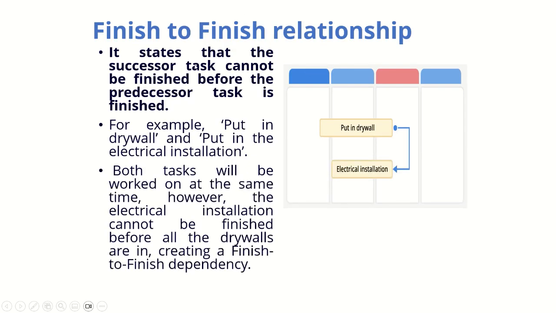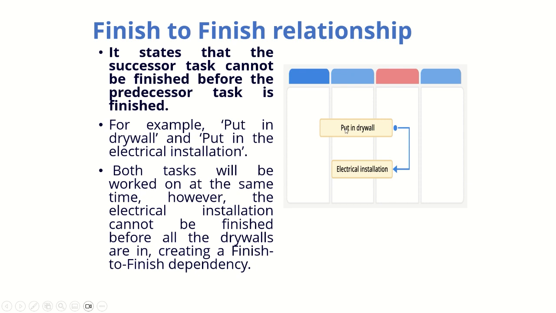Finish to finish relationship is basically like this: say you have these two tasks, this is the successor task, this is the predecessor task. The successor task cannot be finished before the predecessor task is finished. Just understand that, say you have putting in drywall and electrical installation. These are two different activities which you have there, right? Both tasks will be worked on at the same time. You can put in the drywall, and you can start doing the electrical installation from one side. It is completely fine. But only when you finish putting in the drywall will you be able to complete this particular task. So finish to finish.